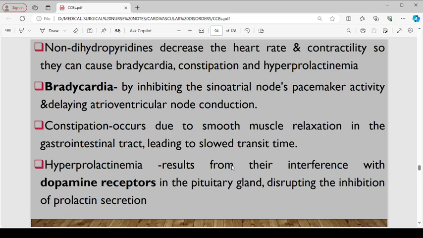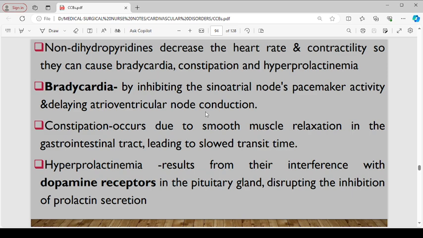Okay, what about the non-dihydropyridines? These ones have a major effect on the heart, whereby they decrease the heart rate and the contractility, so they can cause conditions like bradycardia, and this is done by inhibiting the sinoatrial node pacemaker activity and delaying the atrioventricular node conduction. Also, they could result in constipation, where there is smooth muscle relaxation in the GIT, and this could lead to slowed transit time. And lastly, we have hyperprolactinemia, and this will result from their interference with the dopamine receptors in the pituitary gland and disrupting the inhibition of prolactin secretion.